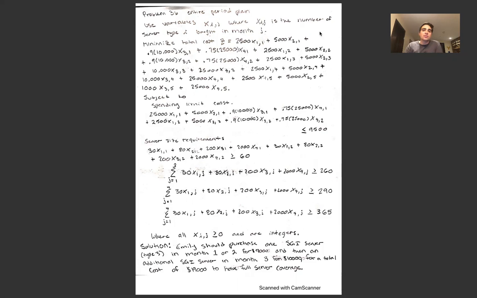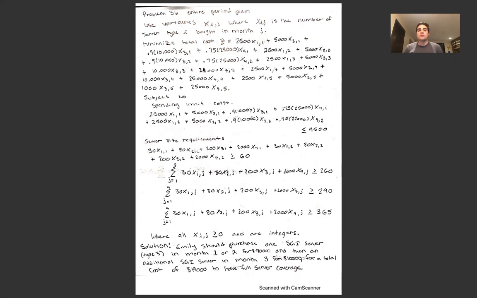So we have an objective function, which looks very similar to what we've seen before: 2,500 x11, so that's type 1, month 1, plus 5,000 x21, type 2, month 1. We have the special discounts built in, and we go all the way through month 5.